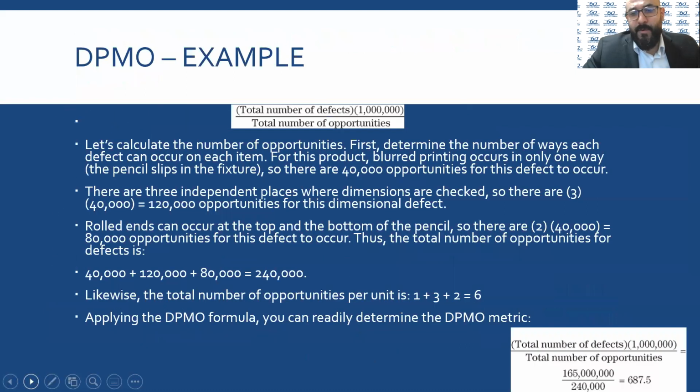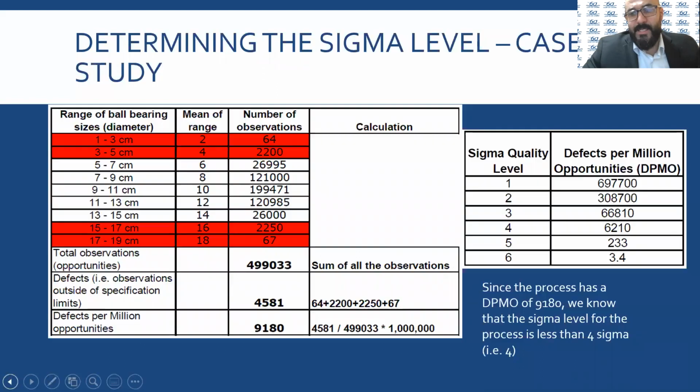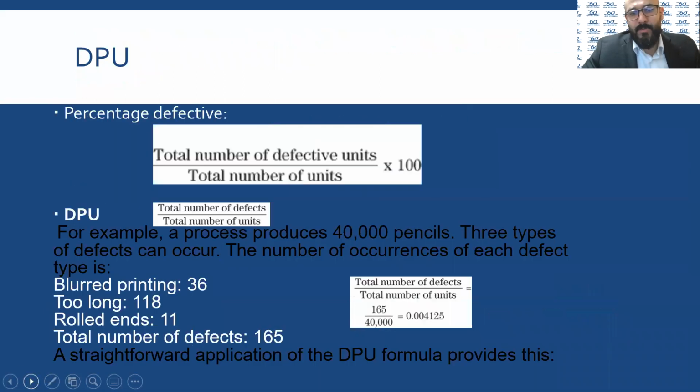210 for the 4, 682, 87, 682. So this process in particular performs more than 4 sigma. It's closer to 5 sigma, but we haven't reached 5 sigma.